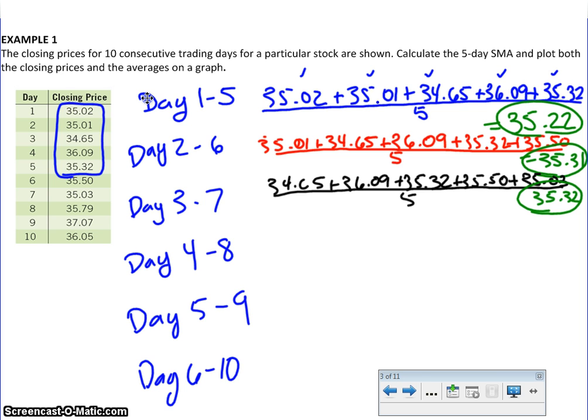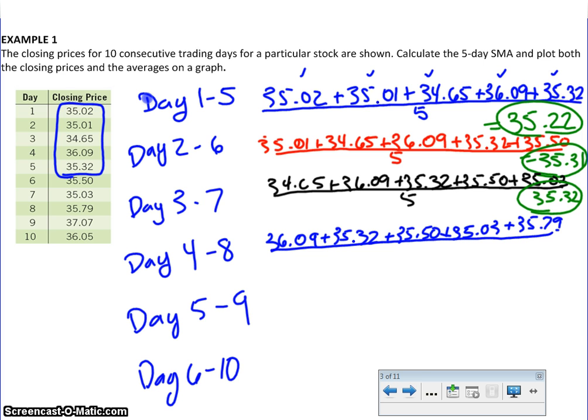Day 4 through 8, I've got 36.09 plus 35.32 plus 35.50 plus 35.03 plus 35.79. All of that divided by 5. And I end up on that day with 35.55.